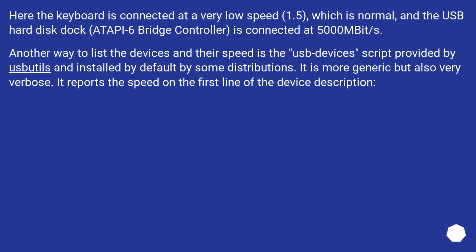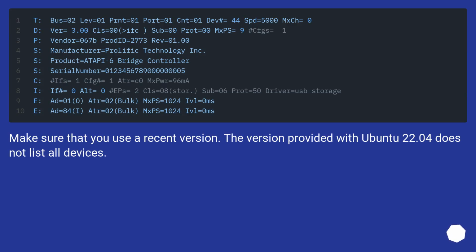Another way to list the devices and their speed is the usb-devices script provided by usbutils and installed by default by some distributions. It is more generic but also very verbose. It reports the speed on the first line of the device description. Make sure that you use a recent version. The version provided with Ubuntu 22.04 does not list all devices.